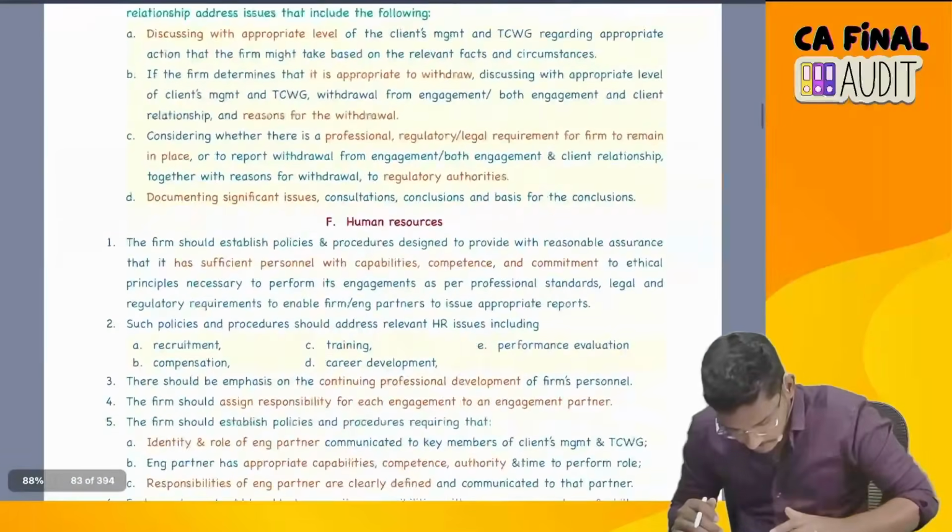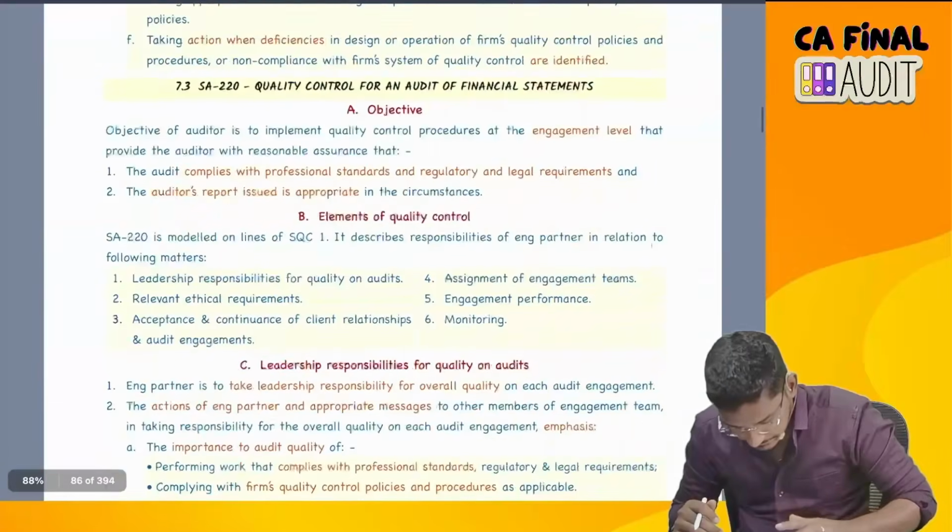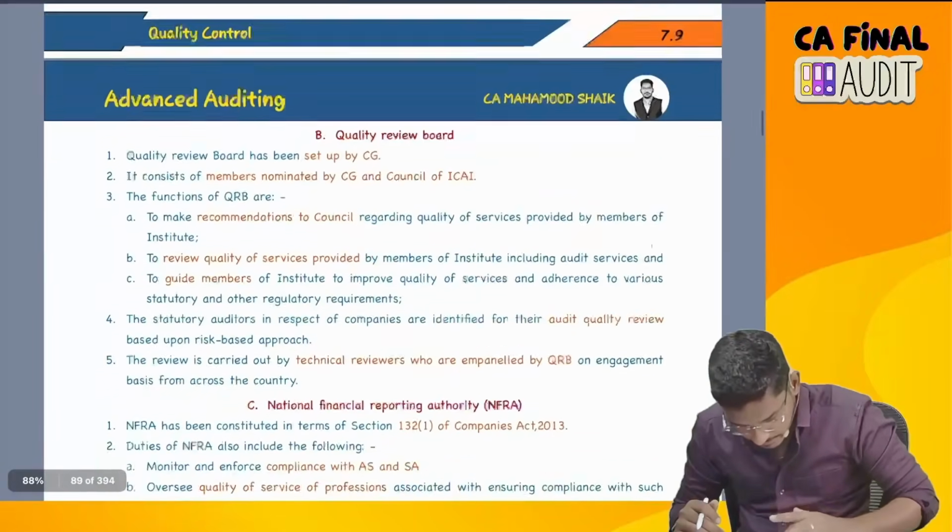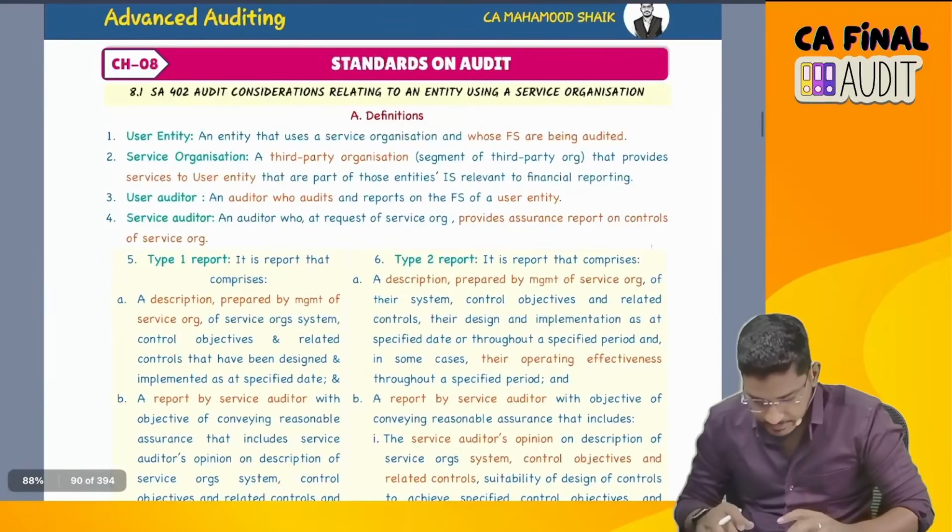Standards on audit. Where is the standards on audit? Yes.